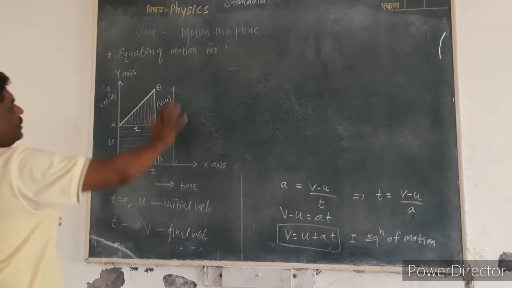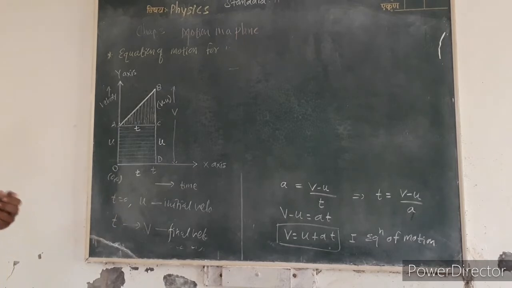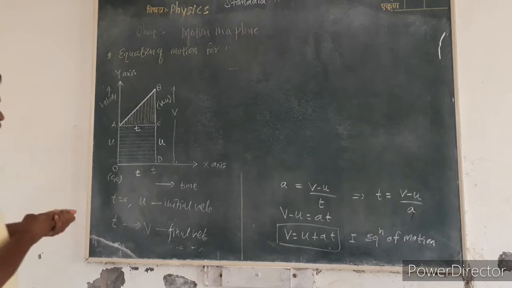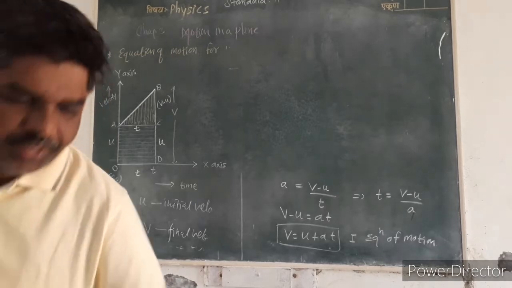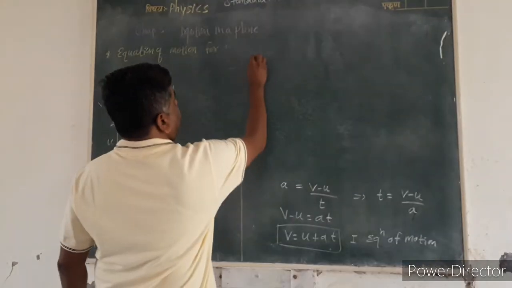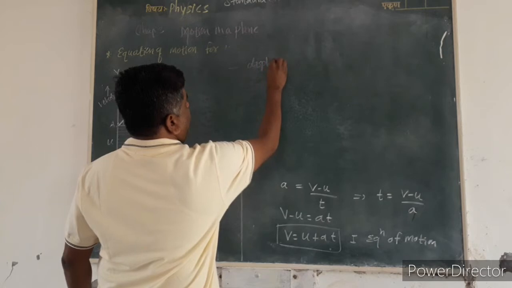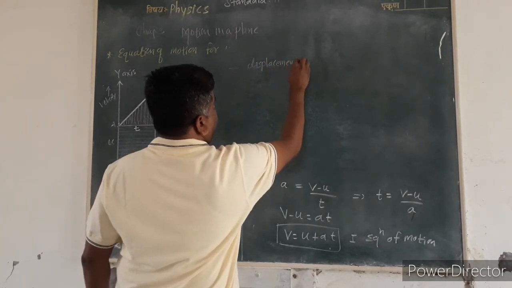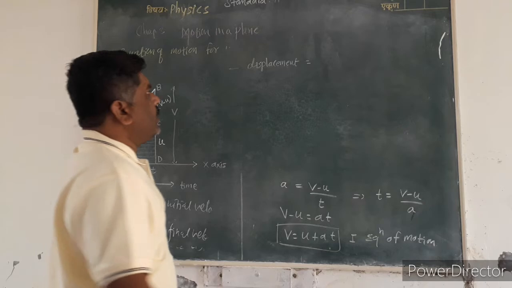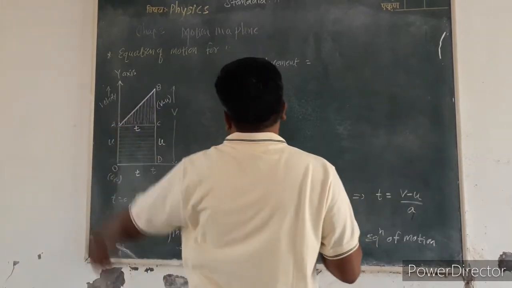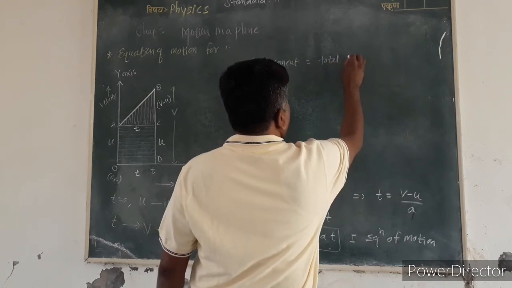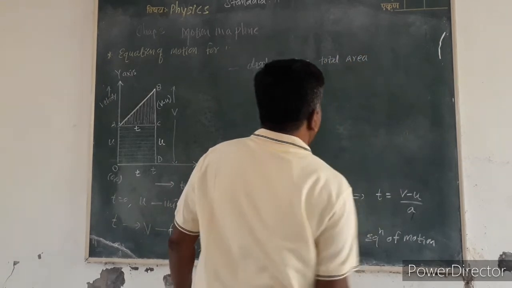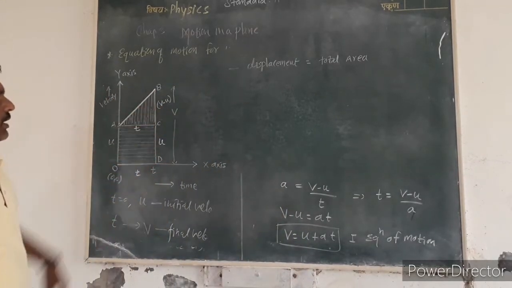In the graph, the total shaded area gives the displacement of the particle from 0 to t. That is, the displacement of the particle is equal to the total area covered by this particle.